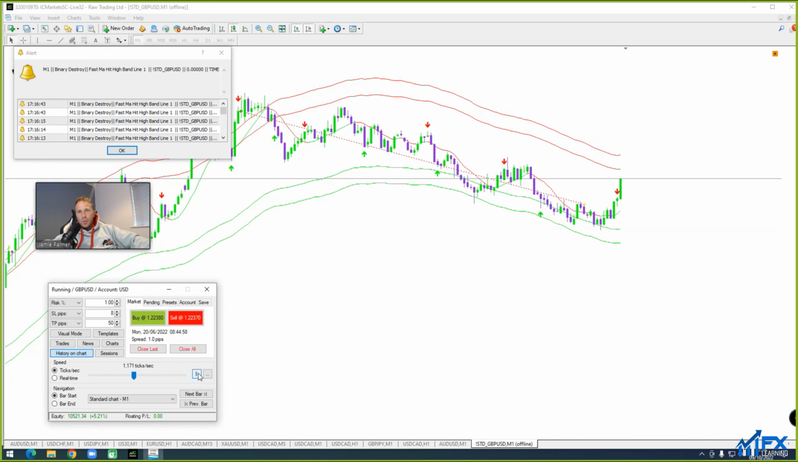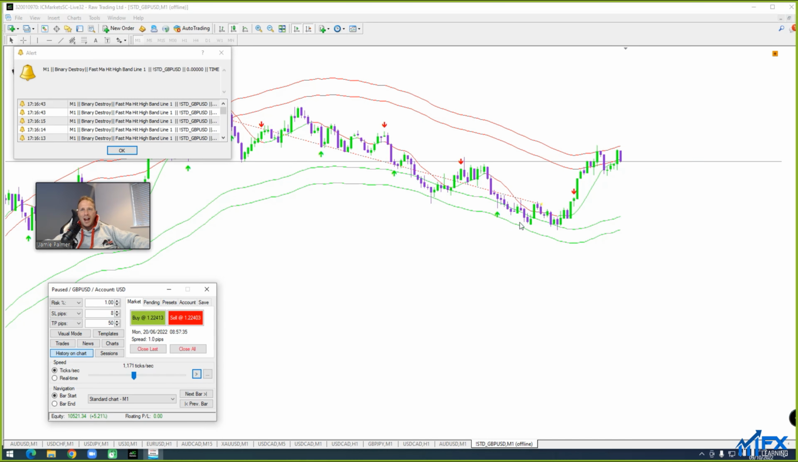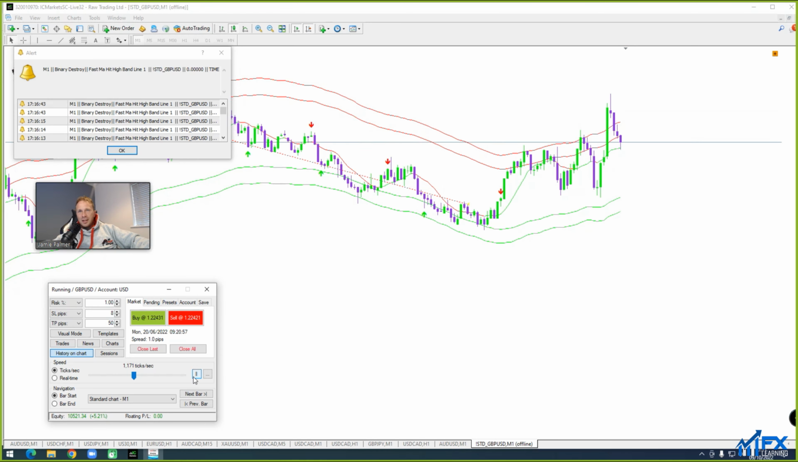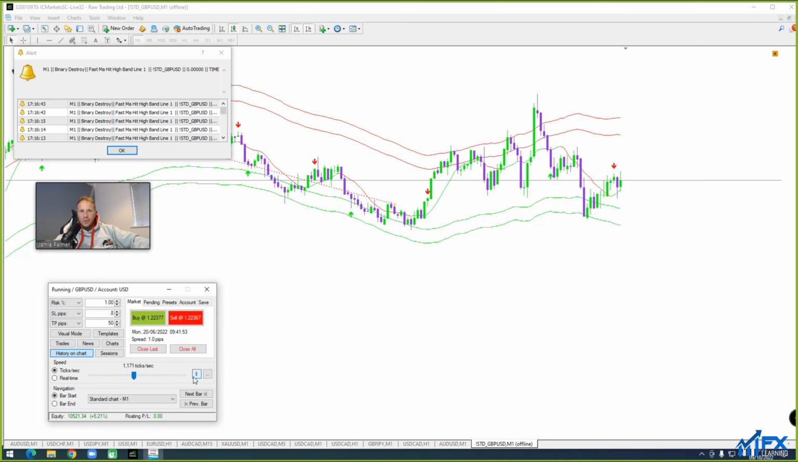This is all to do with managing trades. It's all to do with managing your trades. That's what makes you consistent. So we're going to look for the next arrow now.